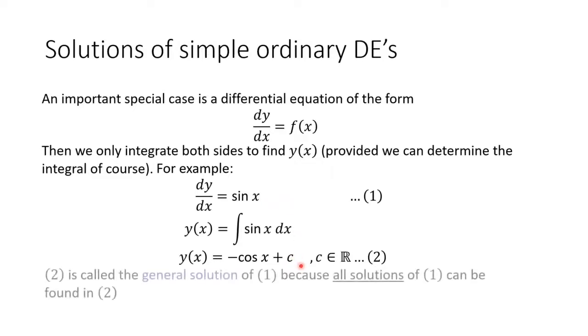Okay, so 2 here is called the general solution of 1. Why? Simply because all possible solutions of this differential equation are of this form.